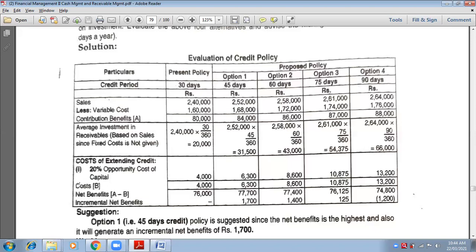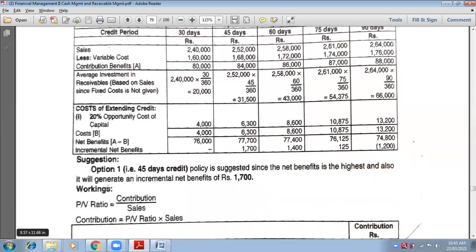Come on, tell me the answer of option 1. 77,700. Very good. Option number 2, 77,400. Option number 3, 76,125. Option number 4, 74,800. Very good. So you have reached up to net benefits. Now the last part is incremental net benefit. Write down the last step of the format.